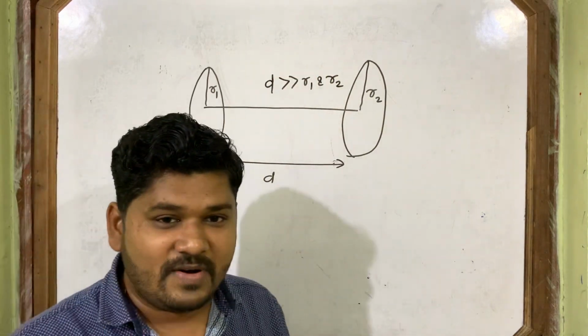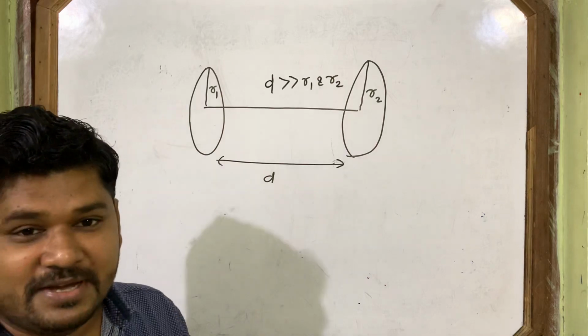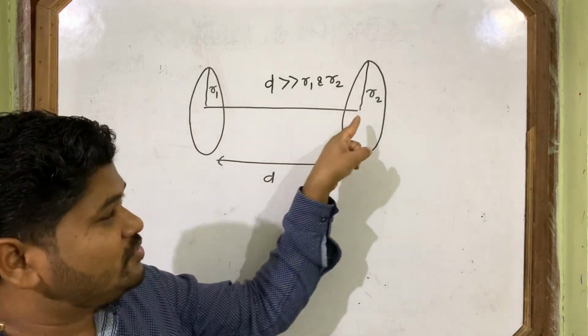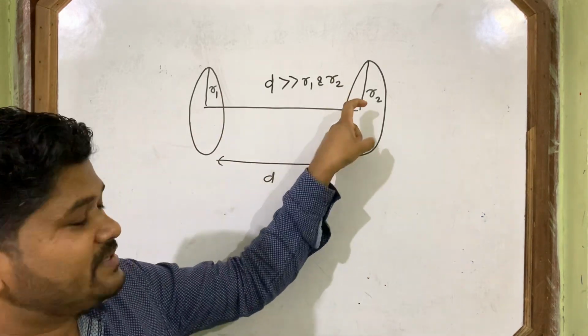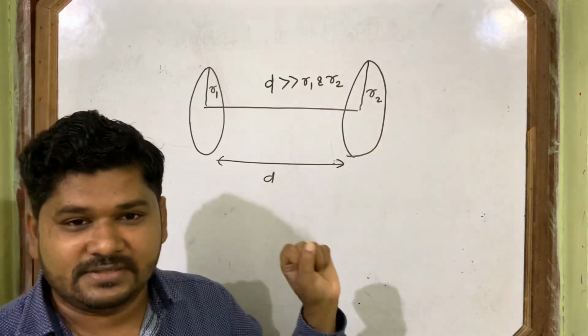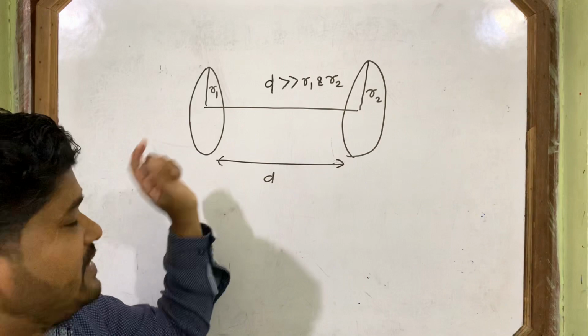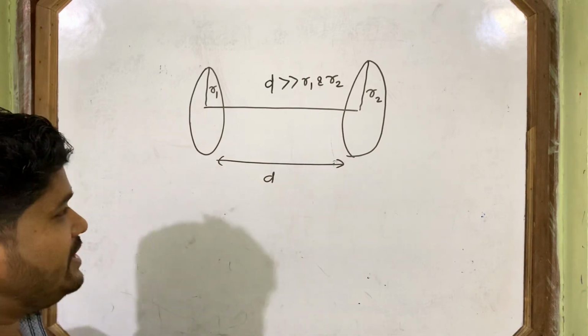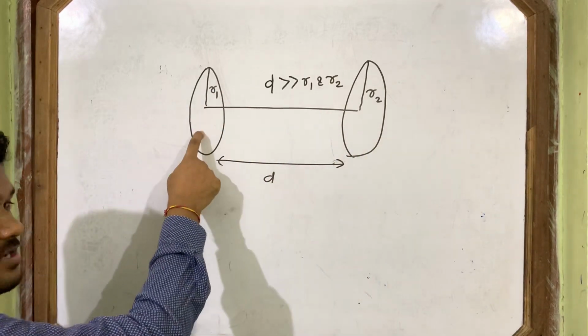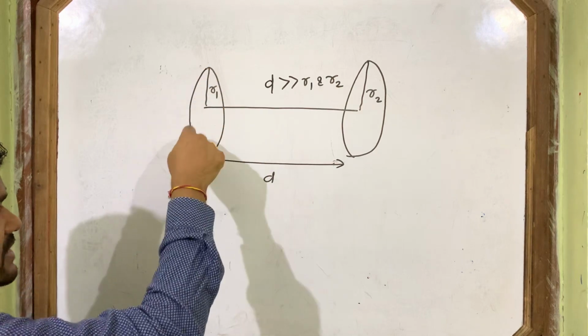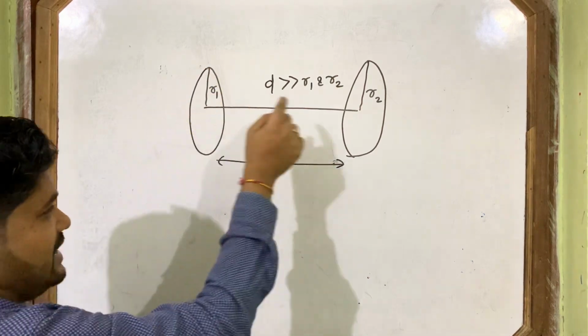Why do I use this condition? From this coil, when we look at the other coil, we will feel it as a point because the distance is very large, as if it is a point present on the axis of the first coil. And when from the other coil you look at this coil, it is likewise a point present on the axis of this coil.